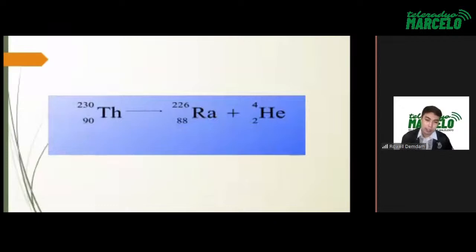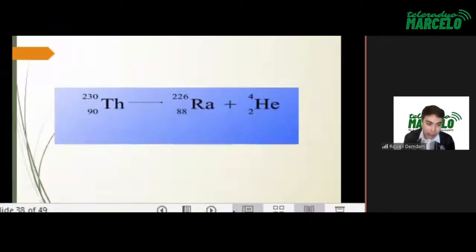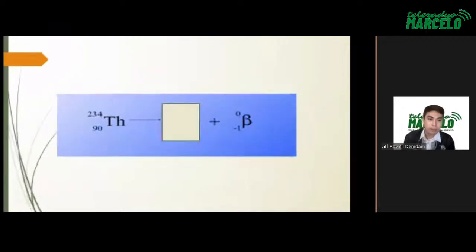Okay, very good. So the answer is radium with an atomic number of 88. Okay, let's have the next one. What is the element formed when thorium-234 undergoes beta decay? Okay, what you are thinking is correct. The answer is protactinium with an atomic number of 91.